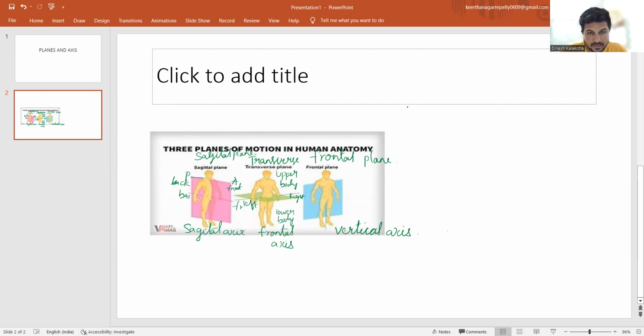See, there's the frontal plane going in the medial region, right? In the medial region of the body. So it divides the body into front and back, right? Front and back regions.